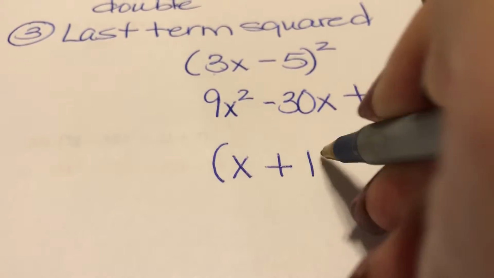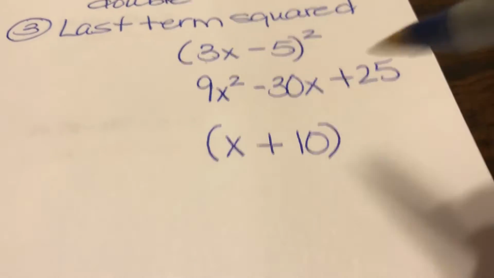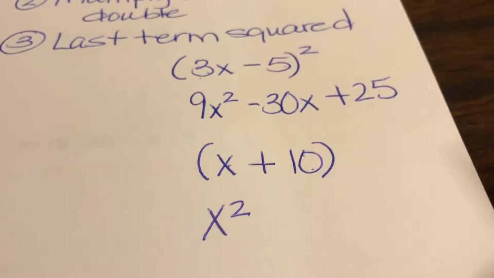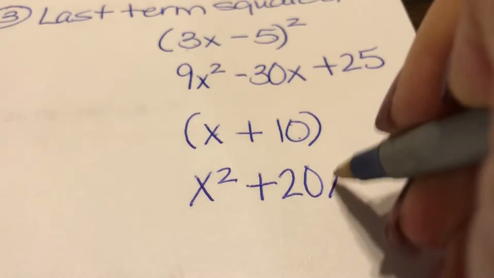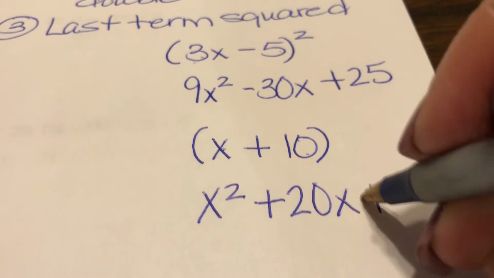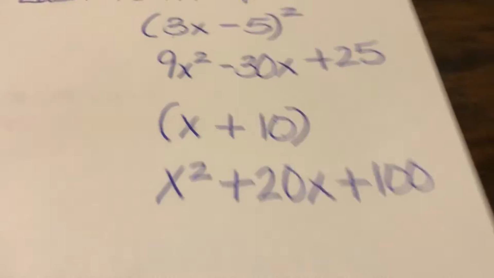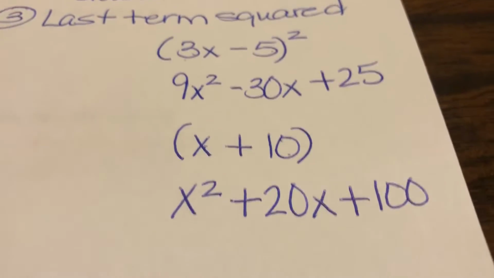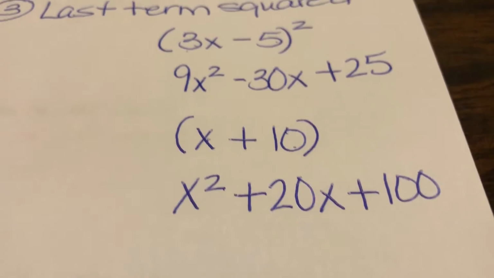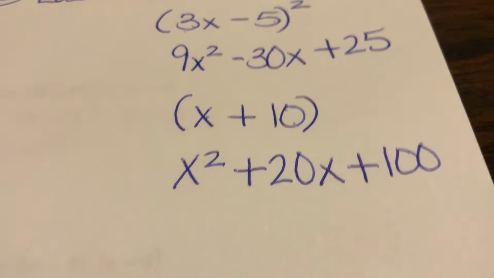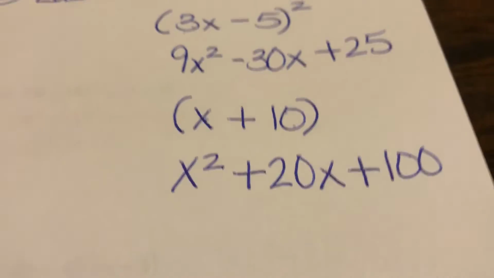If you had this, x plus 10, x squared is x squared. 10 times x is 10x, and double it, and you get 20x. And then 10 times 10 is 100. And so that's just a shortcut method for whenever you're squaring a binomial, when it's a binomial times itself.